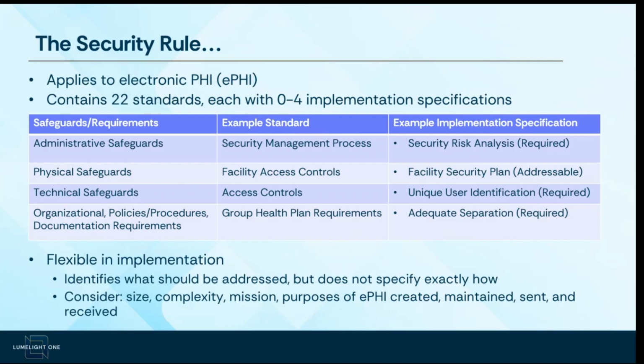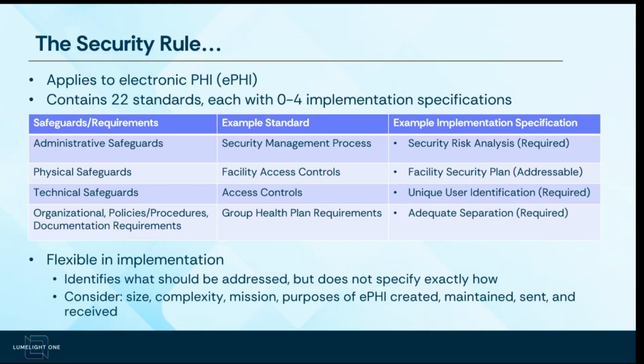Within these four safeguards and requirements, there are 22 different standards, each of which have between 0 to 4 implementation specifications. As you can see from the examples given, implementation specifications are split into two groups, those that are required and those that are addressable. Required implementation specifications are just that, they are required. Addressable items have more flexibility.